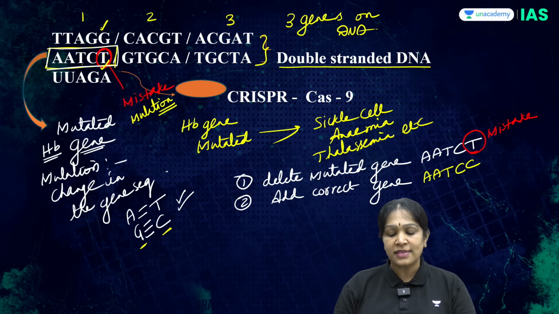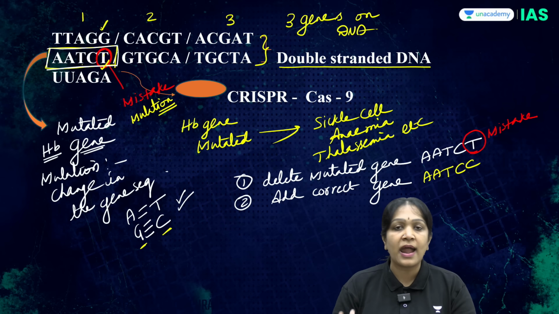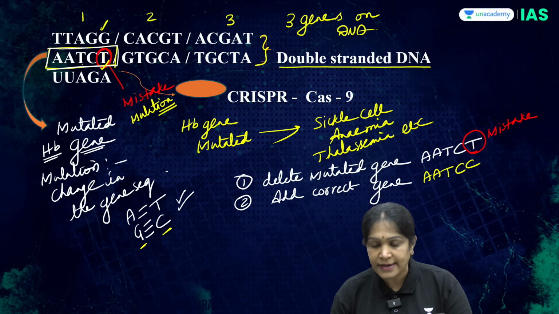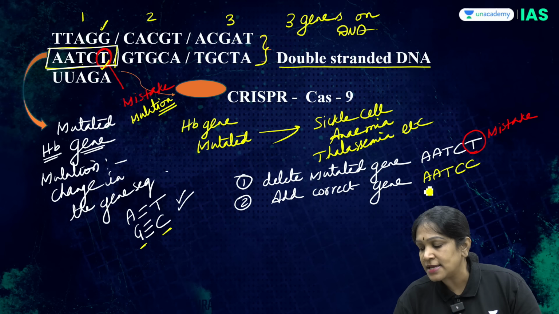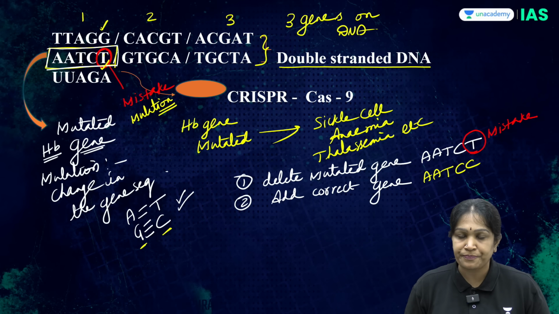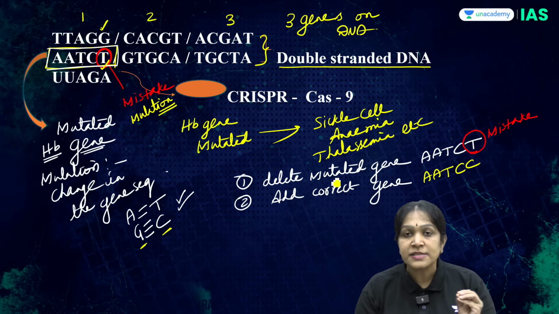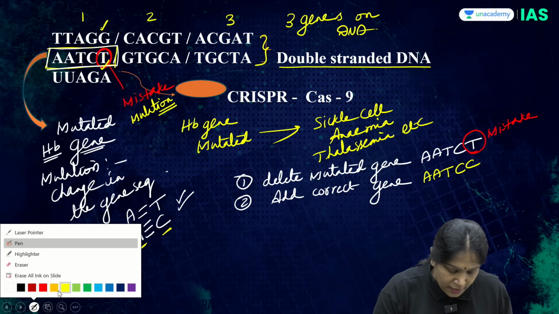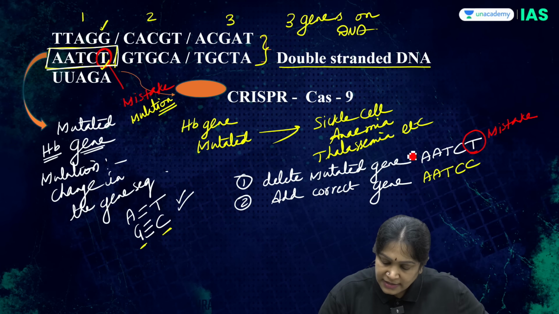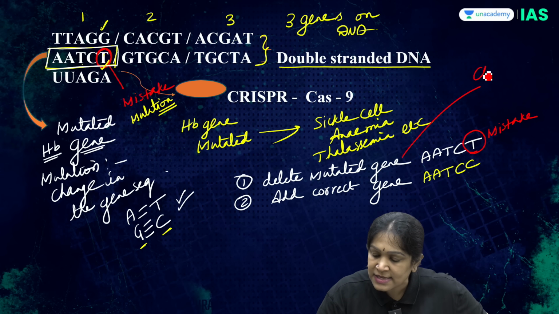So what is gene therapy? Just delete the mutated, wrong gene, and add the correct gene. The wrong gene is this AATCT. The correct gene is this AATCC. Okay. Who will cut this mutated gene? Cas9 will cut the mutated gene.